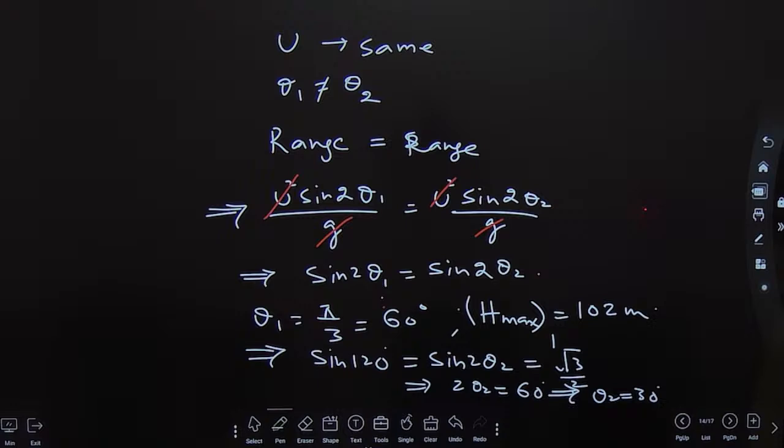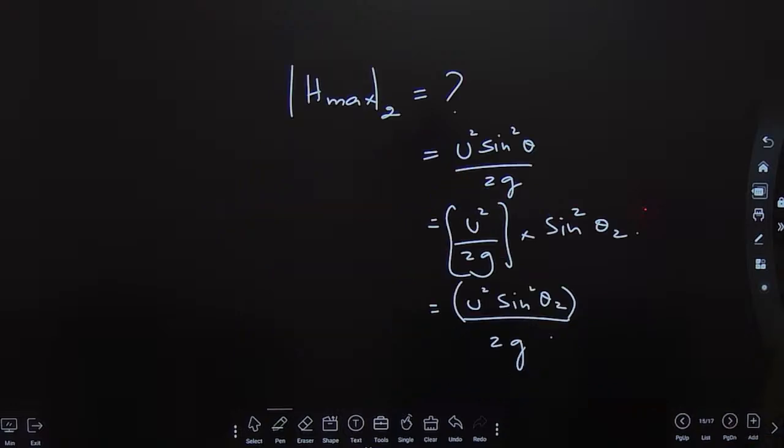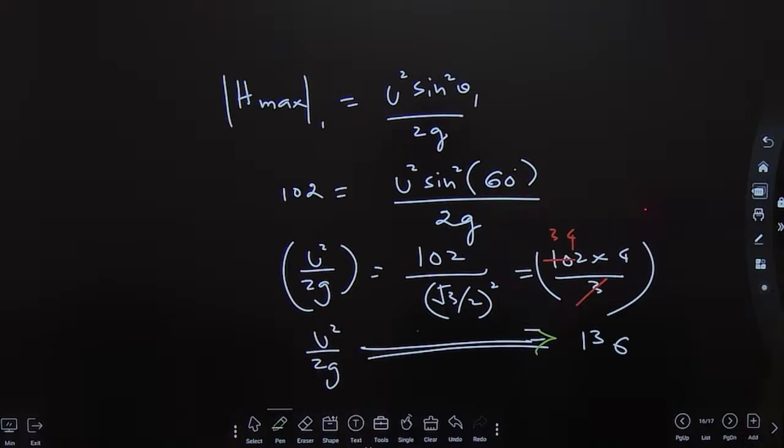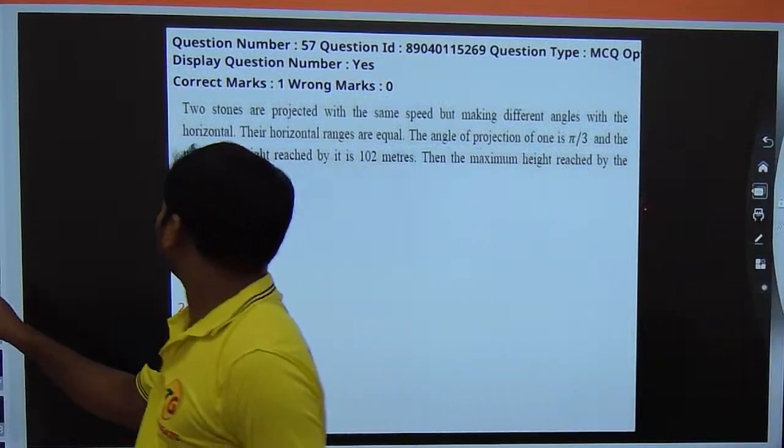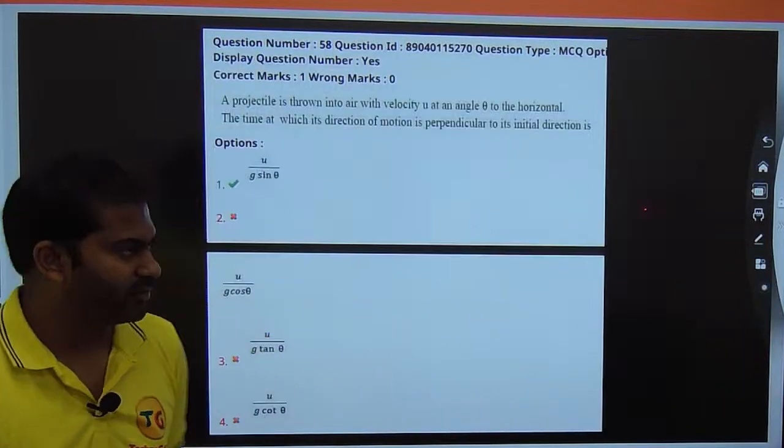Screen solution part 1. This is part 2. This is part 3. And this is part 4. 34 meters is the answer. That is how we need to get the answer for this question. So we are done with this question number 57. Let us proceed to 58.